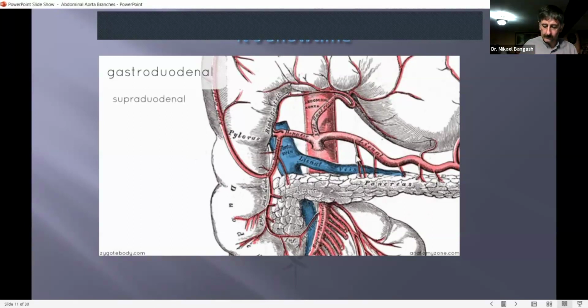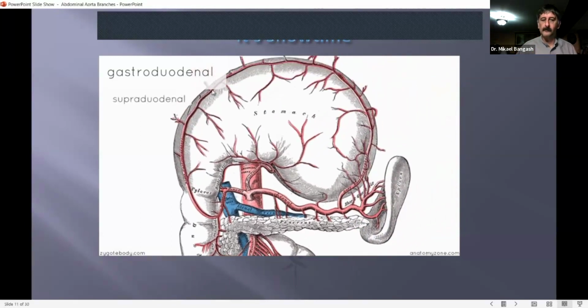So the first branch we'll look at is this one coming off here, and you can see it curves around the greater curvature of the stomach. Hopefully you will know what this is, because we saw the other one before coming off the splenic artery, and that was the left gastroepiploic artery. So this branch coming off the gastroduodenal artery is the right gastroepiploic artery, and it anastomoses with the left gastroepiploic artery.